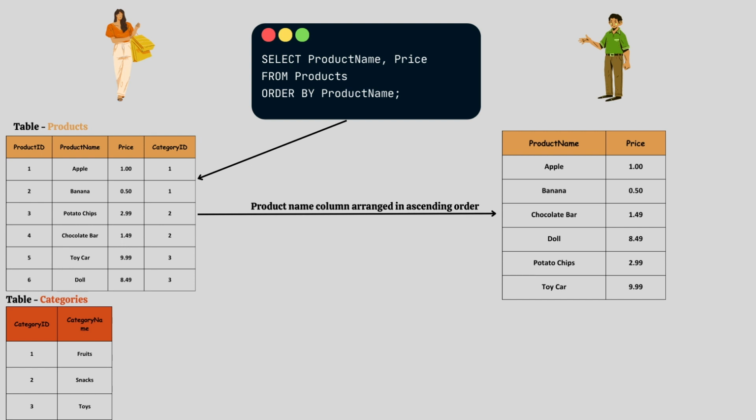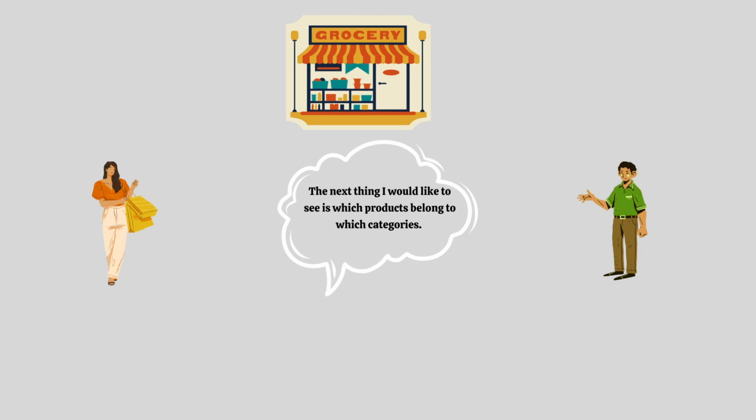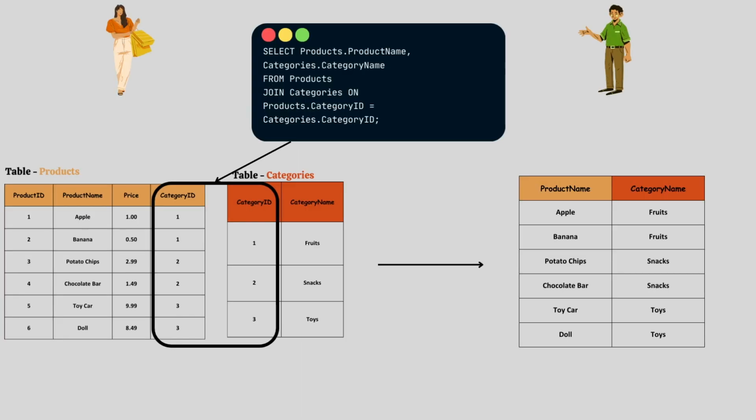The next thing you'd like to see is which products belong to which categories. So, you will ask Chris SQL to select product name and categories and join the two tables using the category ID. Chris returned with the product name from the products table and the corresponding category name from the categories table. As the two fields requested belong to two different tables, an inner join between the products table and the categories table is used. This type of join returns only the rows for which there is a match in both tables based on a specific condition. In this case, where the category ID in the products table matches the category ID in the categories table.